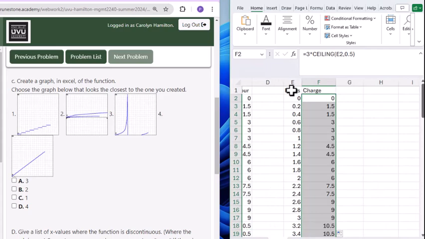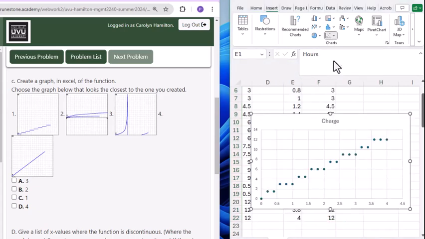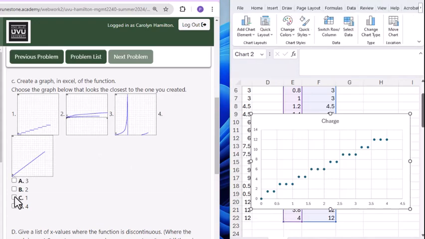And finally, create a graph. That'll be easier to do over here, just the hours and the charge. So now you can see that this is what we call a step function, that when you near a half hour, the cost jumps up. That is function 1, which is letter C.